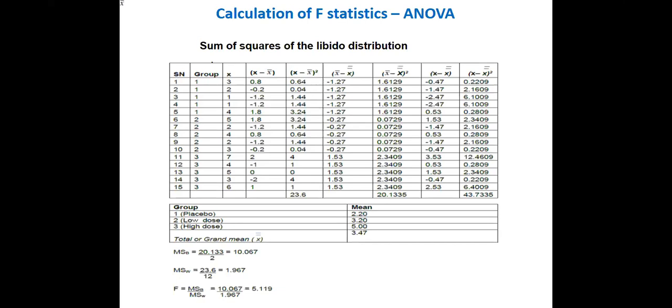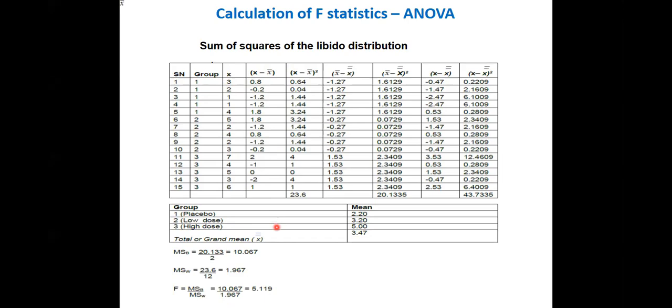So the X, the third column, is the value of the libido we saw the other time. We just line them up instead of putting them in different groups. So these are the values. Now, we said we have each of the group means.